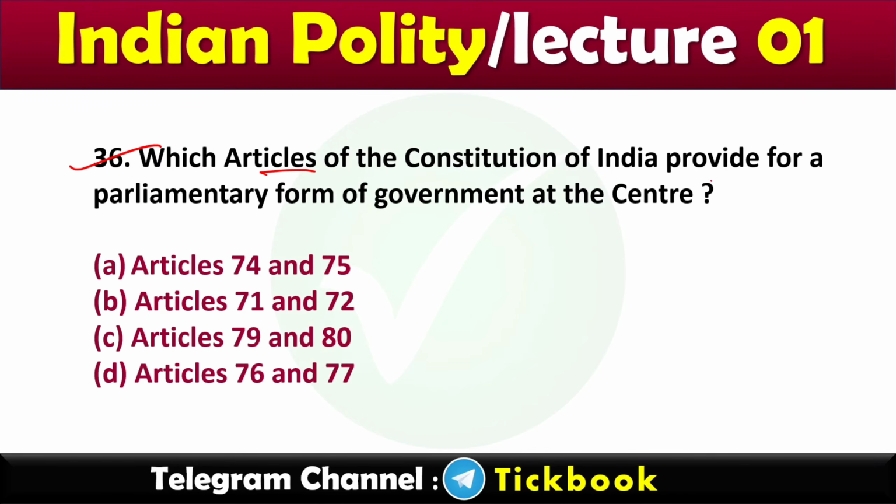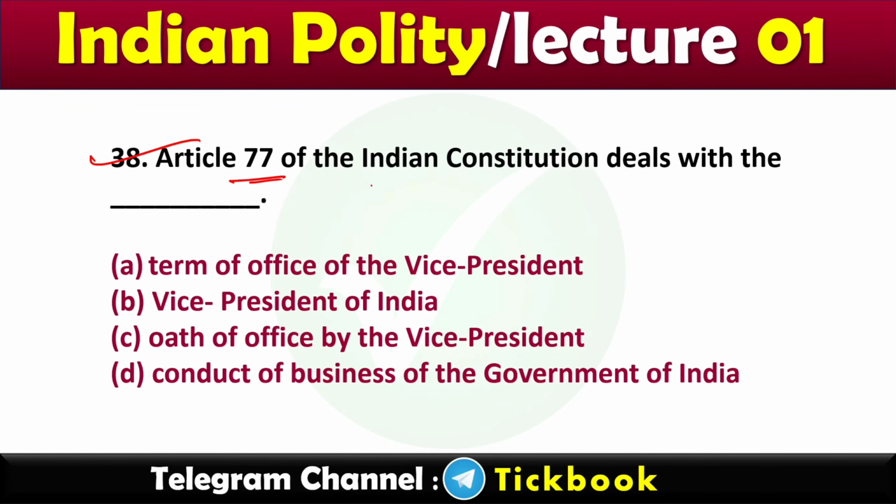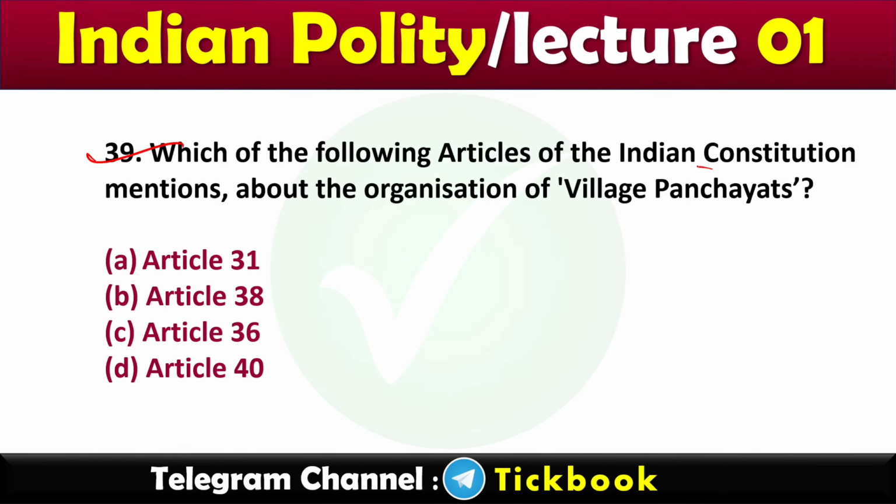36, which articles of the Indian Constitution provide for a parliamentary form of government at the center? Option number A, Article 74 and 75. 37, which of the following articles of the Constitution of India mentions that every minister and the Attorney General of India shall have the right to speak in and participate in the proceedings of either house of the Parliament? Option number D, Article 88. 38, Article 77 of the Indian Constitution deals with the. Option number D, conduct of business of the Government of India. 39, which of the following articles of the Indian Constitution mentions the organization of village panchayats? Option number D, Article 40.